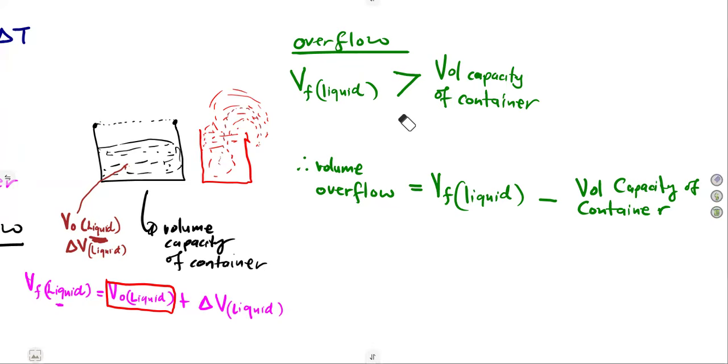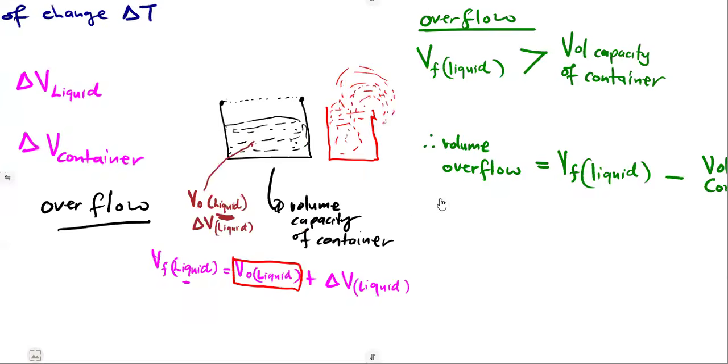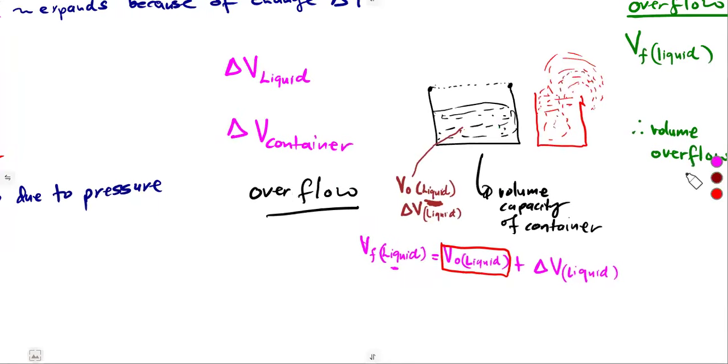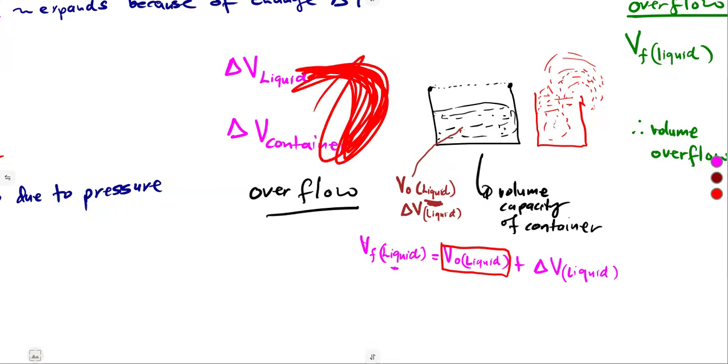So this is it. You are working with the volumes, but in some cases, they might not give us these volumes. So what happens is that if you are not given the volume, like I said before, the container expands due to pressure. It also expands the container. The liquid also expands. So we can deal with their expansions. You can work with their expansions.